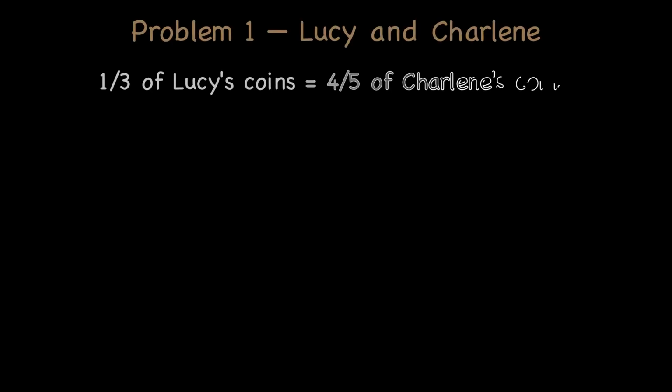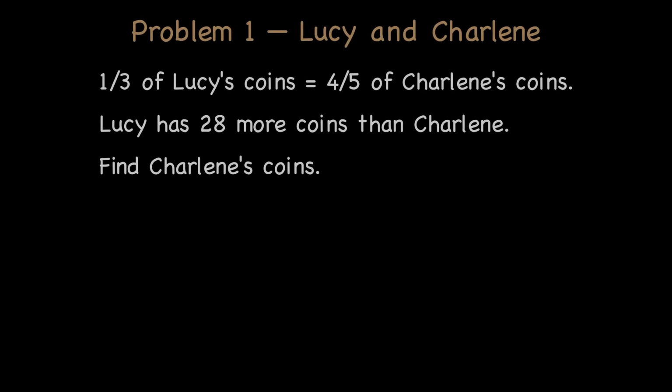Problem 1. 1/3 of Lucy's coins equals 4/5 of Charlene's coins. Lucy has 28 more coins than Charlene. Find the number of Charlene's coins. This is a two-step problem. First, we find the ratio, then we use the difference.